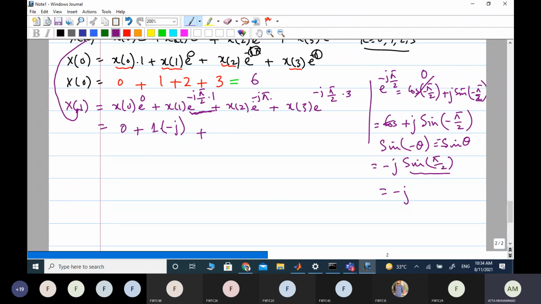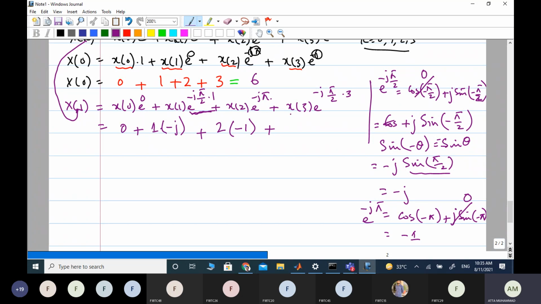Plus. Now from here you can see that we got e to the power x of 2. We know x of 2 is 2. What is e to the power minus j pi? Again cos minus pi plus j sine minus pi. Now on pi, 0, 2 pi, sine is 0. On cos minus pi, cos is minus 1, right? So from here we get minus 1 plus.